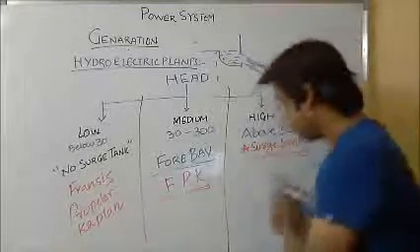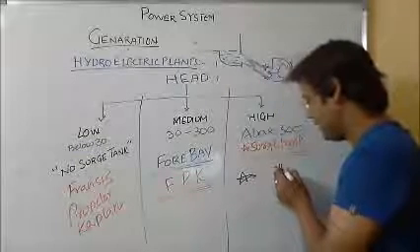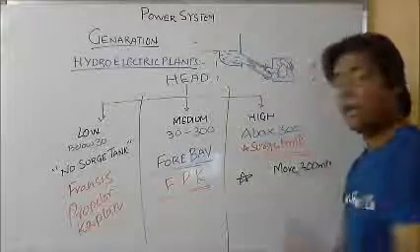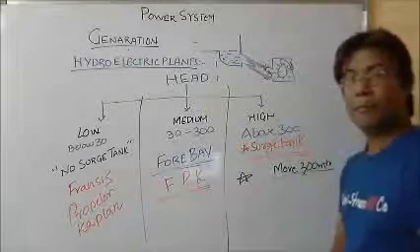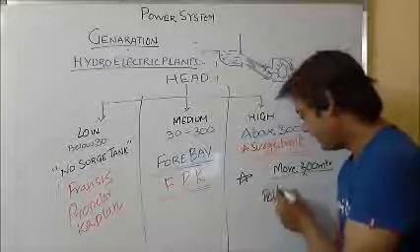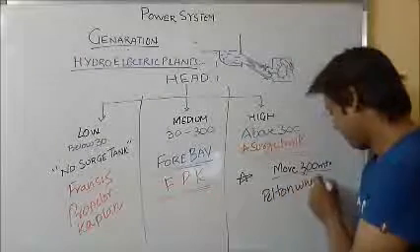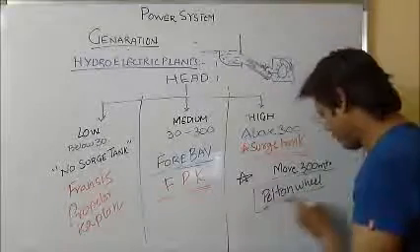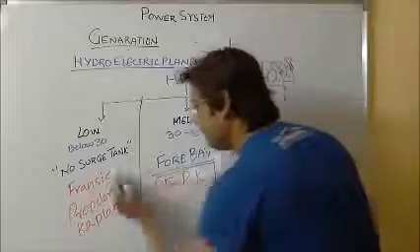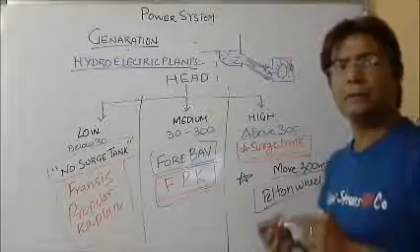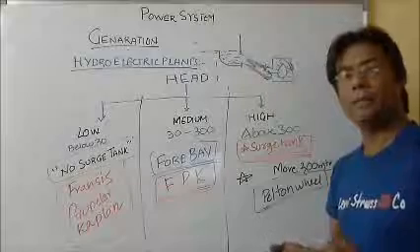And when the head of the plant is more than 300 meters, they actually use the impulse type of turbine, which is called a Pelton wheel. This is very important regarding objective type questions. These 6-7 things which are written over here are very important regarding the objective type of question.